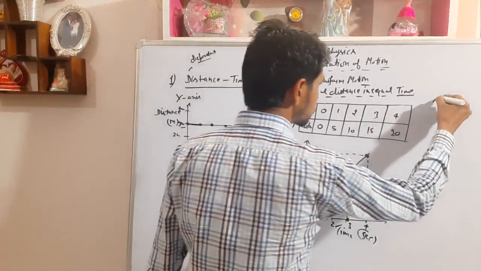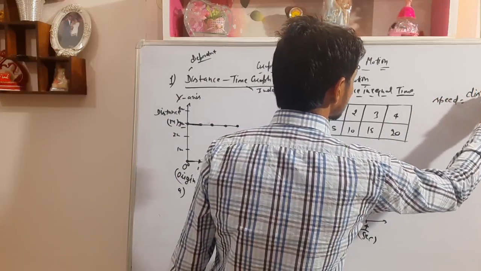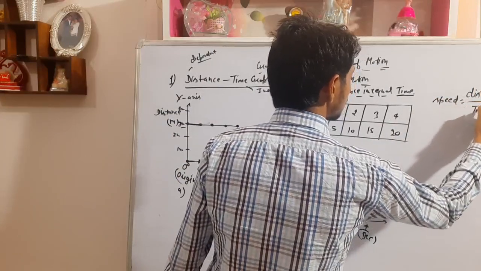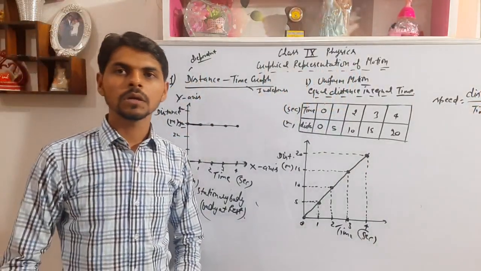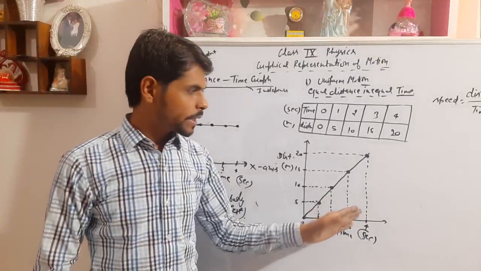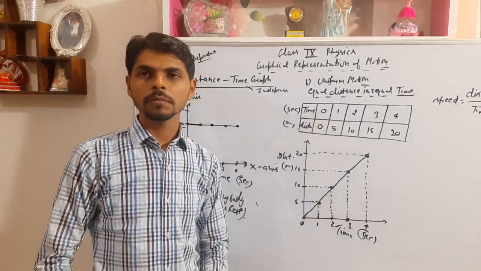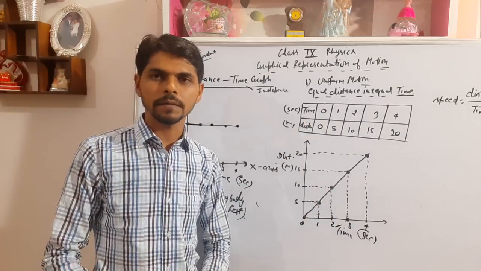So what we want to calculate is speed. What is the formula of calculating speed mathematically? That is distance upon time. What is the formula for speed? Distance upon time. As the speed is uniform, equal distance in equal time, the speed will always remain the same. We can calculate speed at any time.